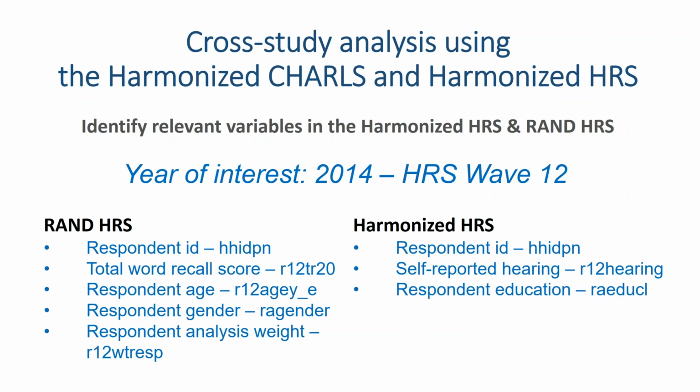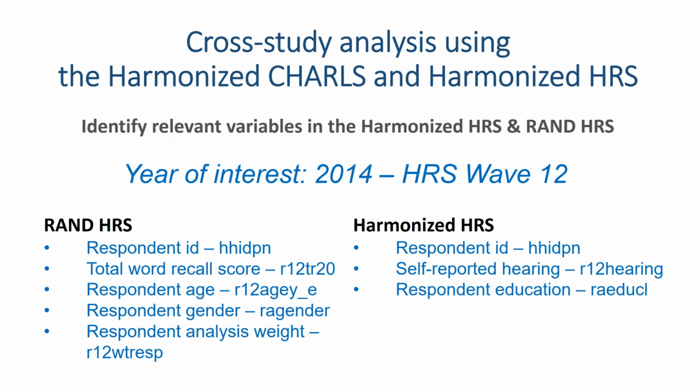The person identifier in HRS is HHIDPN. Total word recall is called R12TR20, and we have the respondent age, which is called R12AgeY_E. We have the respondent's gender, called RAGENDER, and we'll use the respondent level weight, called R12WT-RESP.